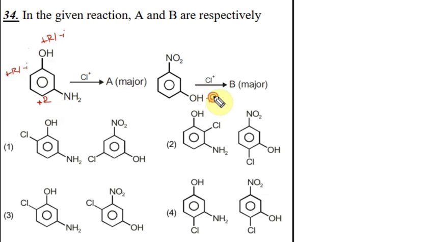This is plus R, minus I. So I'll feel the plus R here, I'll feel the minus I here, I'll feel the plus R of OH here. Now I'm going to do NH2. NH2 is what type of group?